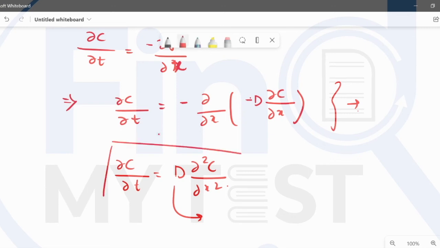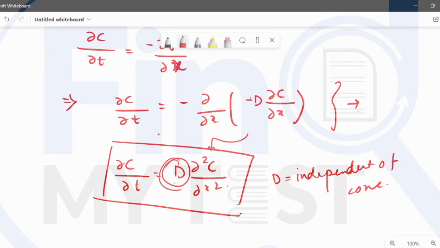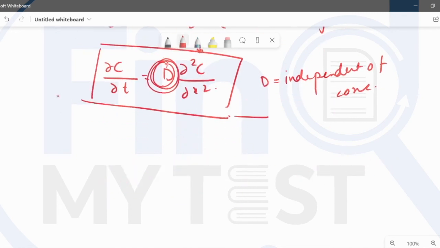And this is the expression if D does not depend on concentration: del C by del T is equal to D del 2C by del X2. Here D is independent of concentration. Only then can we change the expression to this. If D depends upon concentration, then this expression will be different. Let's name this equation as equation number 1.